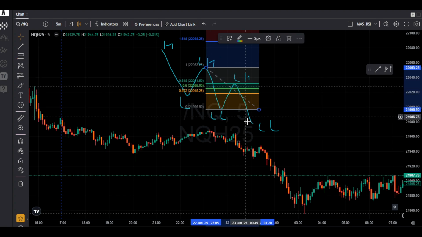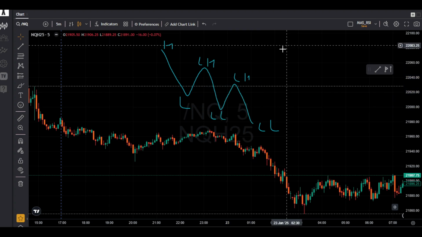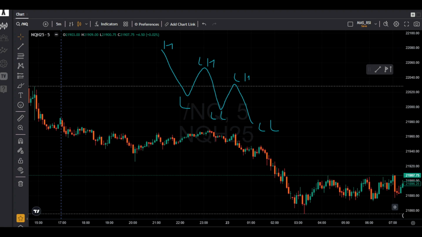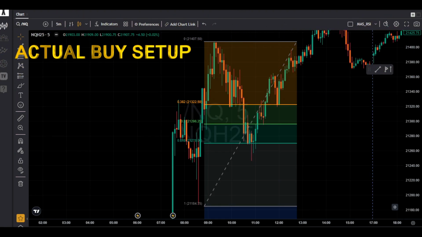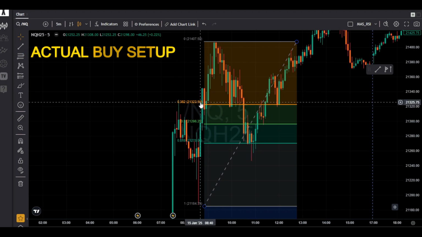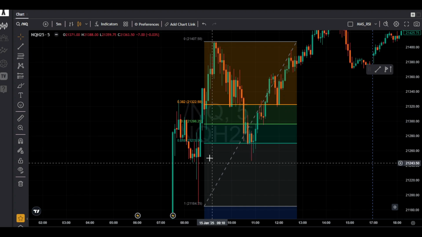And from there again, it broke below this lower low. So now we are going to look at the practical examples on the chart, so you can see how effectively it works. Let's take a look at this example. This is the chart, 5-minute Nasdaq, and this is 15th January. Market opened at 8:30 Central Time.